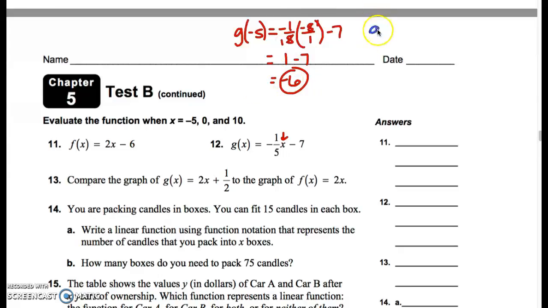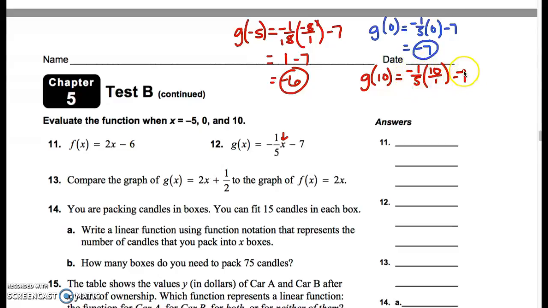Okay, when I plug in 0, we have -1/5 times 0 minus 7 is -7. And then I'm going to plug in 10. So -1/5 times 10 over 1 minus 7. So I notice a negative and a positive will make it negative, and then I can cross cancel my 5 and my 10. So I have -2 minus 7, and that's going to equal a -9. So you have -6, -7, and -9.